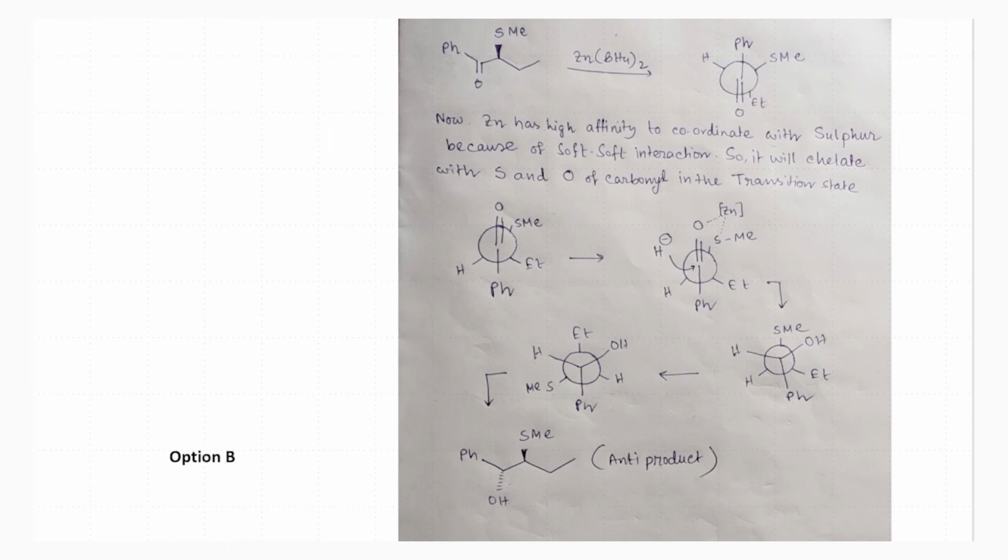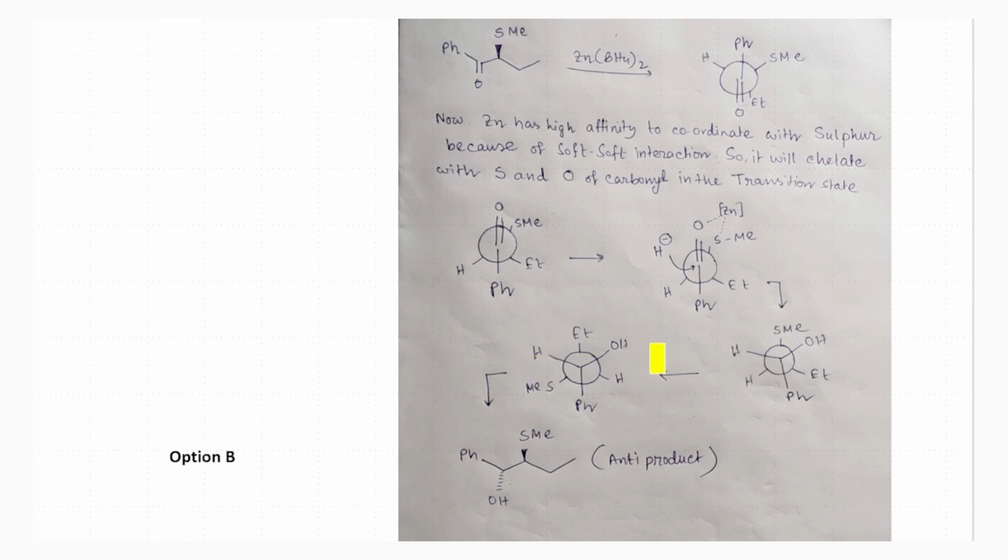Okay. Now, since zinc has a very high affinity to coordinate with sulfur because of the soft interaction, what we can predict is that the zinc is going to act as a chelating agent, and this chelating agent is going to form this sort of a structure which is going to increase the reactivity of that particular conformation. So in that conformation, if the attack of hydride happens, then you're going to end up with this kind of a product where the OH is on the right, the hydrogen is on the left, and the remaining back carbon actually remains the same.